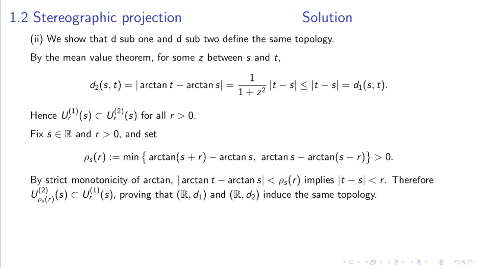We have shown that for each point S and each radius r, every d₁ ball around S contains a d₂ ball around S, and every d₂ ball around S contains a d₁ ball around S. Therefore, the two metrics d₁ and d₂ induce the same open sets, and so the metric spaces (R, d₁) and (R, d₂).